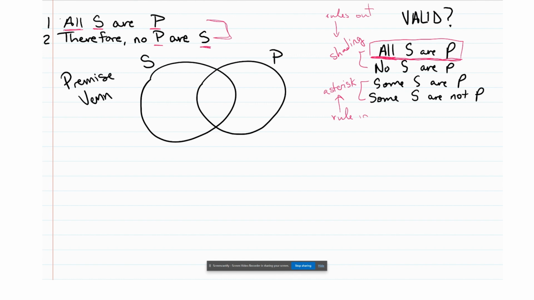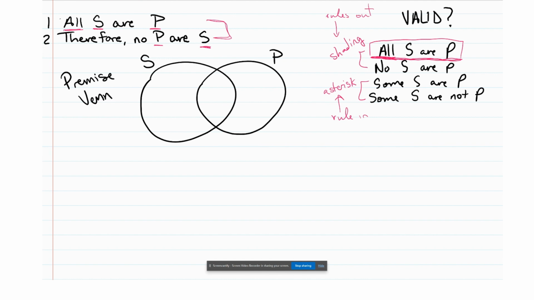So in other words, since all S are going to be P, that means if we have any S's, they're going to be in this area because they're also going to have to be P's. And this is where we overlap with P, right? This is where the S's overlap with P.